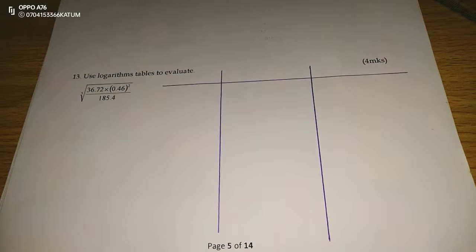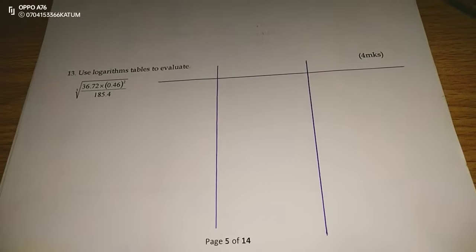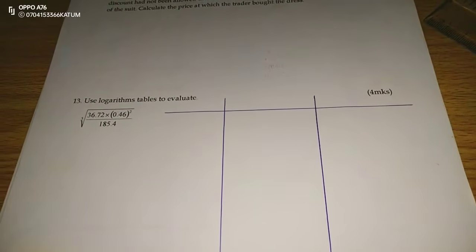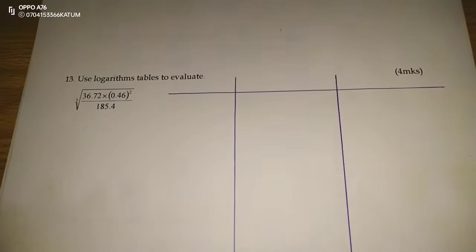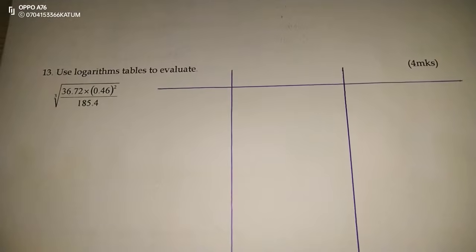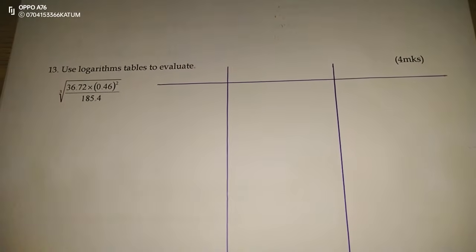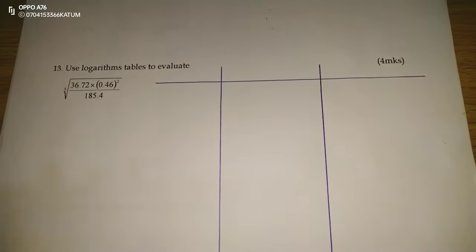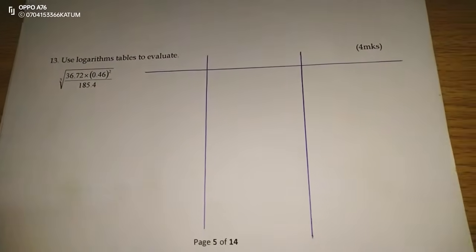We're going to handle a logarithm question whereby we are told to use logarithm tables to evaluate the cube root of 36.72 multiplied by 0.46 squared, divided by 185.4. Then we obtain the cube root of everything.